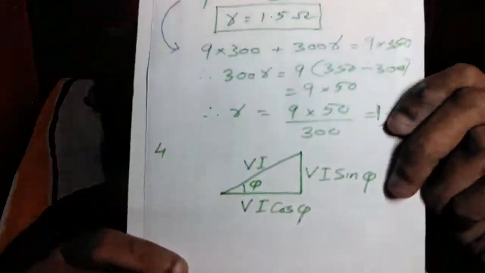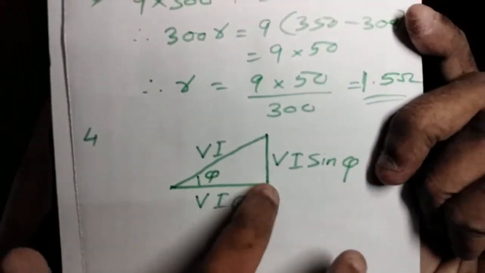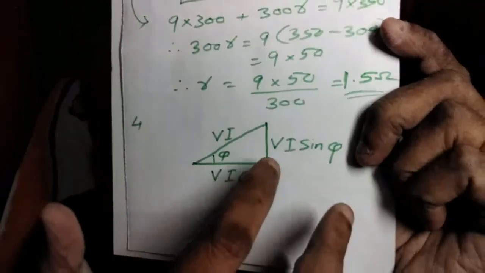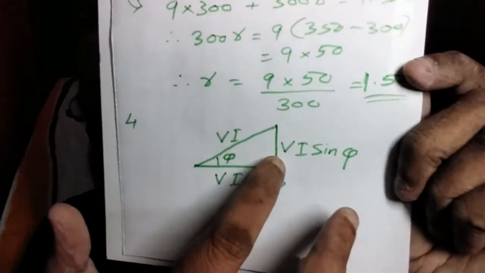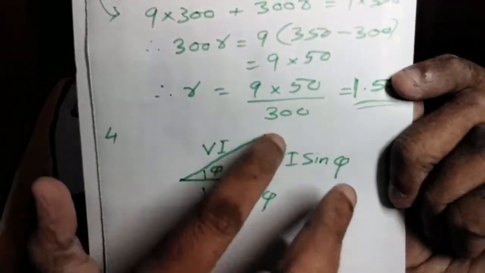Next, another problem. Draw the power triangle for an AC circuit. A small question. The power triangle is a right-angled triangle, the base of which must represent the actual power or wattful component, and the altitude must represent the wattless component. So, this is the power triangle.